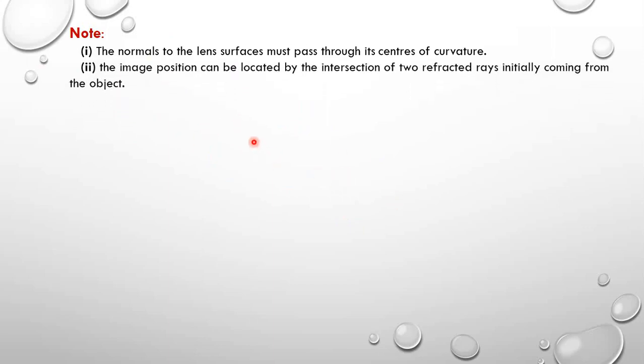Then also we need to make a note that the image position can be located by the intersection of two refracted rays initially coming from the object. So we shall draw all our rays from the object, and where the two rays meet, because you usually use at least two rays, where the rays intersect, that's where the image will be formed. So let us look at the images formed by a convex lens. The nature of the images formed by a convex lens depends on the position of the object from the lens.